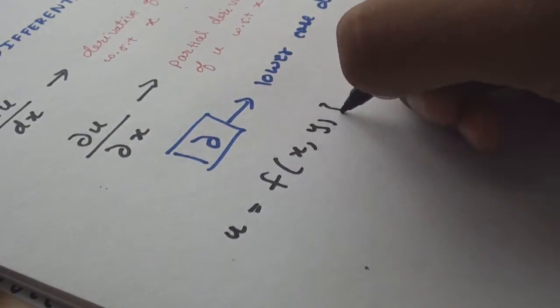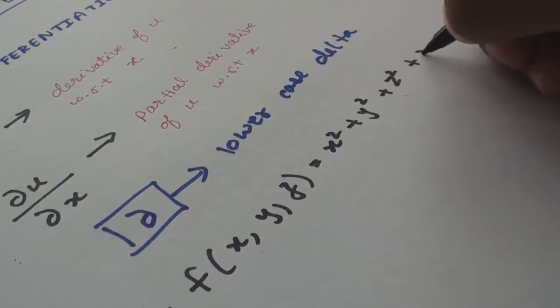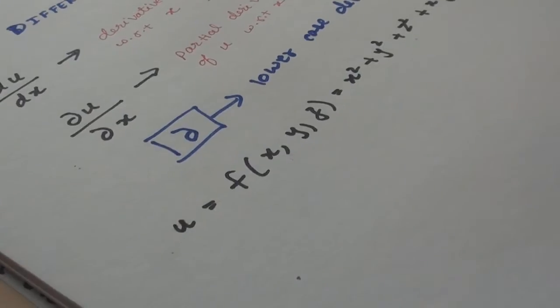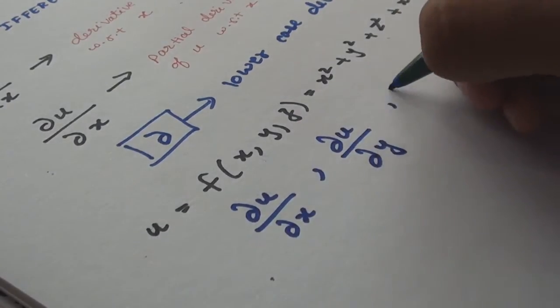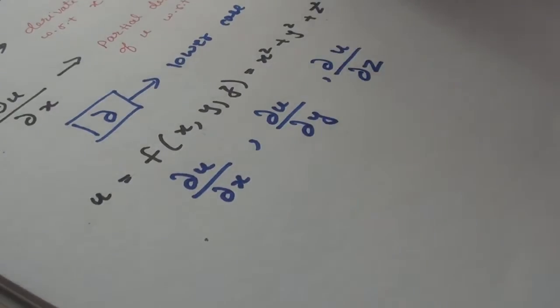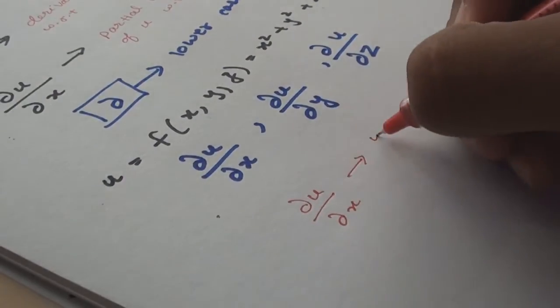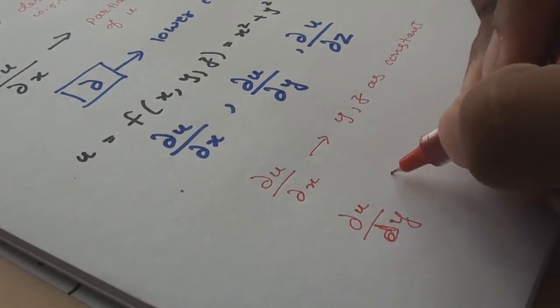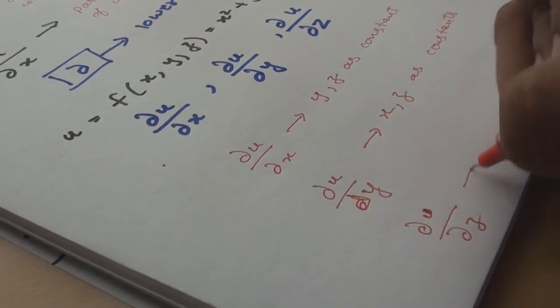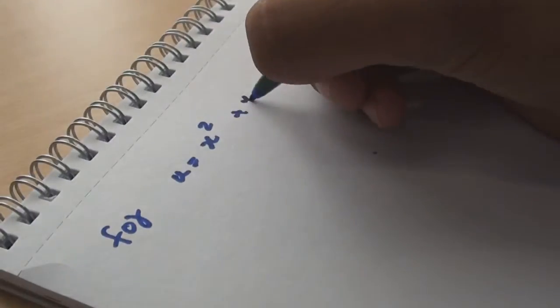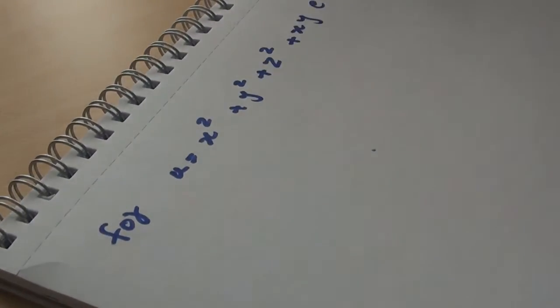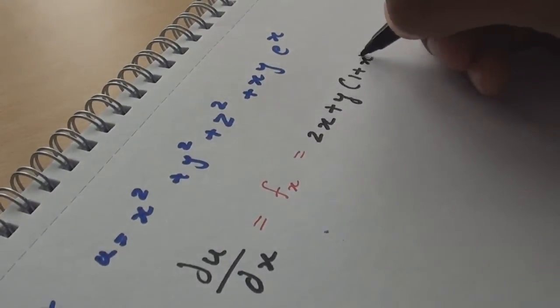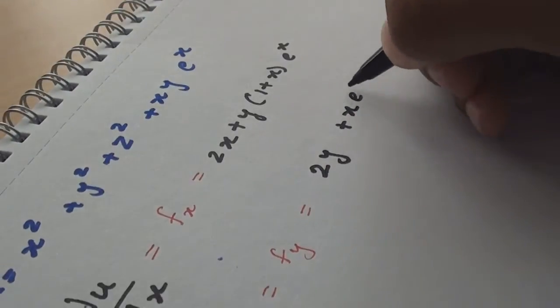Let u be a function of three independent variables. Then we have three partial derivatives of the first order denoted by del u by del x, del u by del y, and del u by del z. Here del u by del x is obtained by differentiating u with respect to x, treating both y and z as constants. The same rule applies for both del u by del y and del u by del z. Hence for u equals x square plus y square plus z square plus xy e to the power of x, the partial derivatives are as follows.